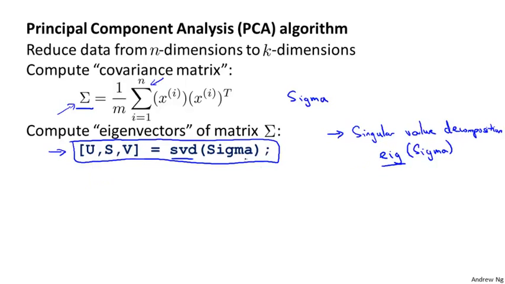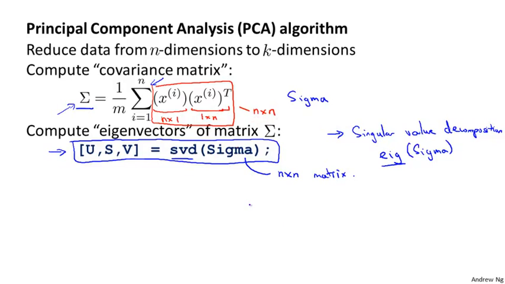So just to fill in some more details, this covariance matrix sigma will be an n by n matrix. And one way to see that is if you look at the definition, this is an n by 1 vector, and this here, x_i transpose, is 1 by n, and so the product of these two things is going to be an n by n matrix. And when you add up a bunch of these, you still have an n by n matrix.